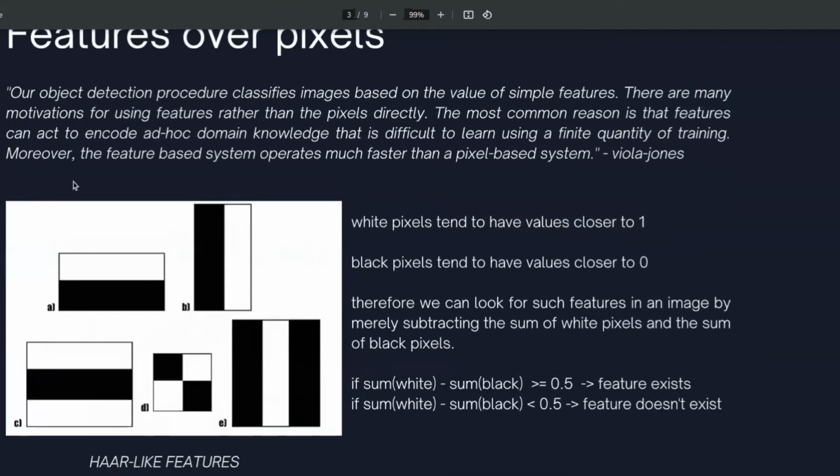Finally, before moving on, I would like to read this out so that you know why they use features instead of pixels. This is directly taken from the paper. They say that our object detection procedure classifies images based on the value of simple features. There are many motivations for using features rather than the pixels directly. The most common reason is that features can act to encode ad hoc domain knowledge that is difficult to learn using a finite quantity of training data. Moreover, the feature-based system operates much faster than a pixel-based system.